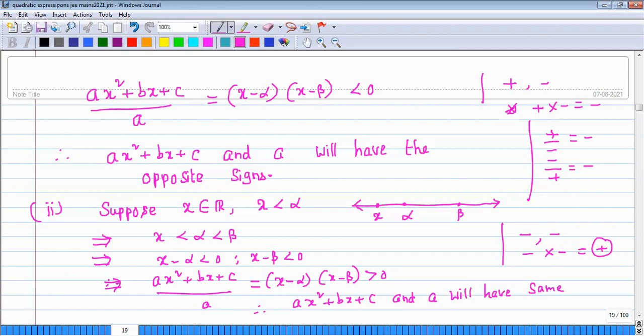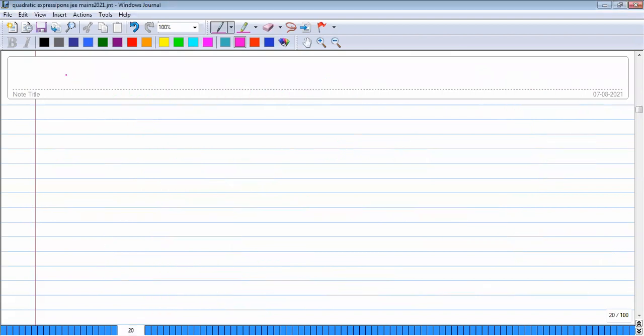Same sign means ax square plus bx plus c is positive, a is positive: positive by positive is positive, or negative by negative is positive. That means ax square plus bx plus c and a will have the same sign, right? And one more case is there in this one also, x greater than beta. That also we need to discuss in the second condition.